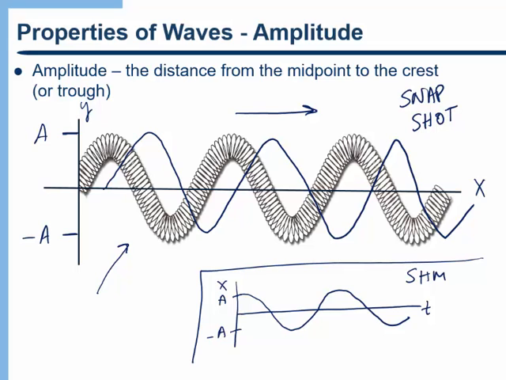So that's what amplitude means. Amplitude for a longitudinal wave, again, is just how much the wave is compressed or stretched relative to its equilibrium position. It's a little bit harder to represent that with a drawing.